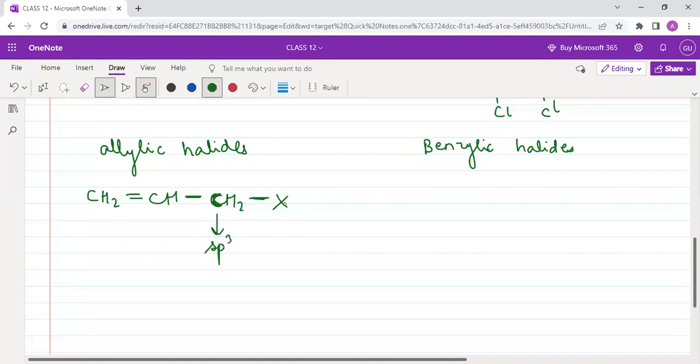So we say that if the halogen atom is bonded to the sp3 hybridized carbon atom, which is adjacent to the carbon-carbon double bond, then we call it an allylic halide. The carbon atom next to the doubly bonded carbon atoms is called the allylic carbon, because it is present next to the carbon-carbon double bond.